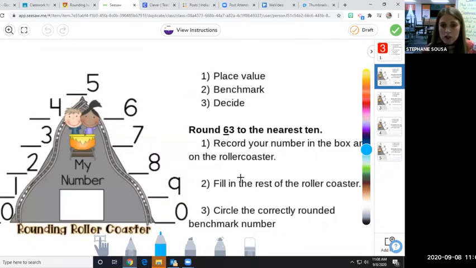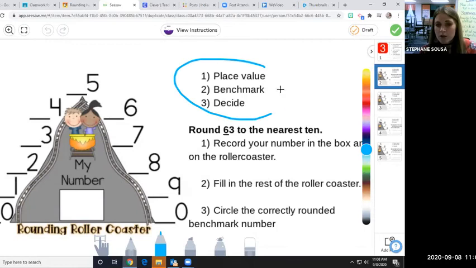Okay, slide 2. Look, there's those words that Miss Sousa had us underline. Your place value, your benchmark, decide up or down. See, I told you they'd be helpful. And look right here, Miss Sousa didn't lie. The directions tell me to the nearest 10. Wow! Round 63 to the nearest 10.